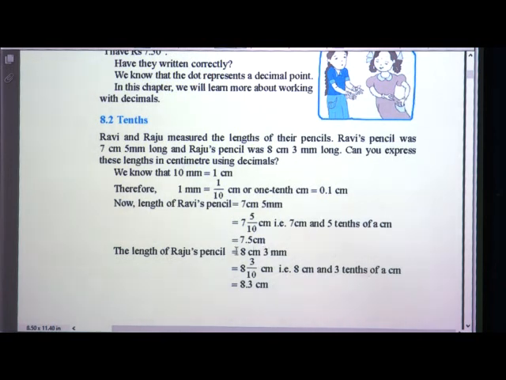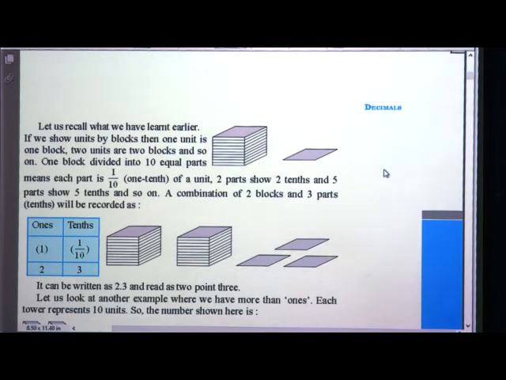Now we will see the length of Raju's pencil. Raju's pencil is 8 centimeter 3 millimeter. So 8 and 3 by 10 centimeter. 3 millimeter, we have written as 3 by 10th of a centimeter. So this 3 by 10 we get as 0.3. So 0.3 plus 8 is 8.3 centimeter. So the length of Raju's pencil is 8.3 centimeter. Let us see next now.